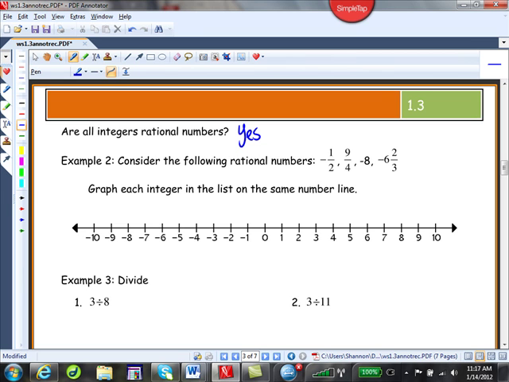Okay, here we go. Let's do a similar thing. We're going to look at these rational numbers and graph each one of them on the number line. So go ahead and pause the movie and do your thing. All right, let's see how you did. Negative 1/2 will be over here to the left of 0.